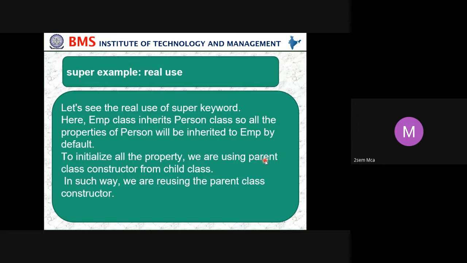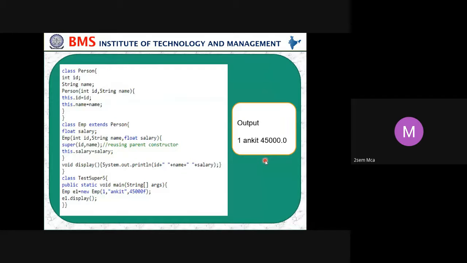So in a real life example, how is super used? Once you join a company, you should know how to use the super keyword in your projects. So let us see the real use of the super keyword here. The Employee class inherits the Person class so that all the properties of Person will be inherited by Employee by default. To initialize all properties, we are using the parent class constructor from a child class. In such a way, we are reusing the parent class constructor.